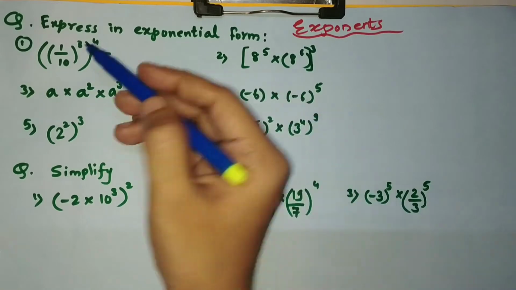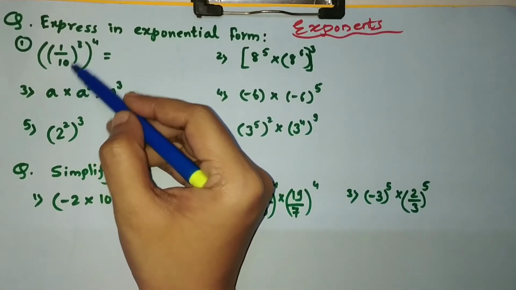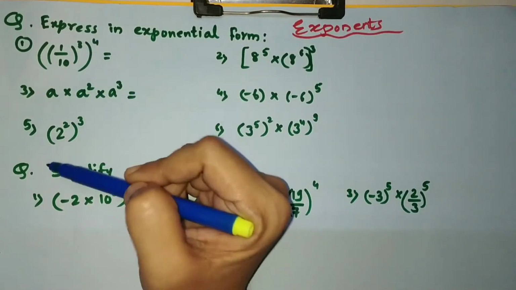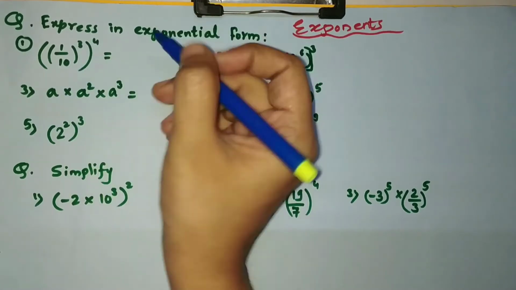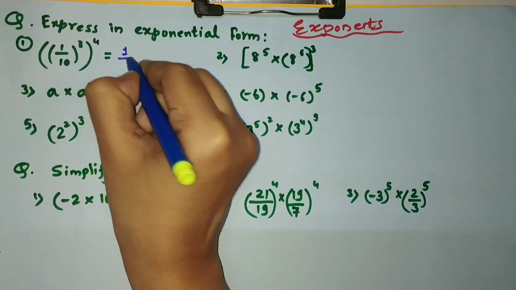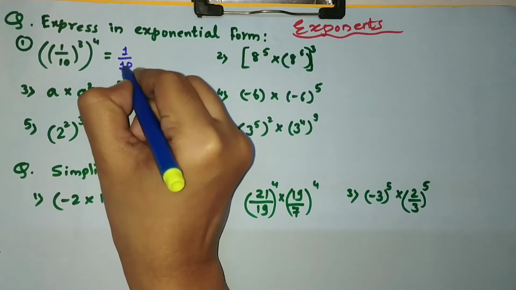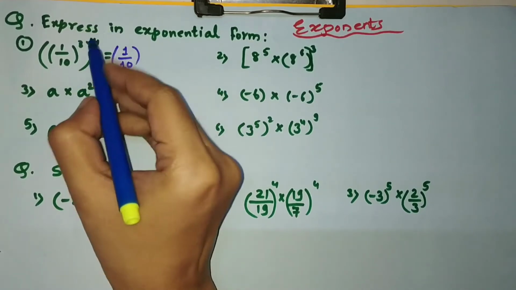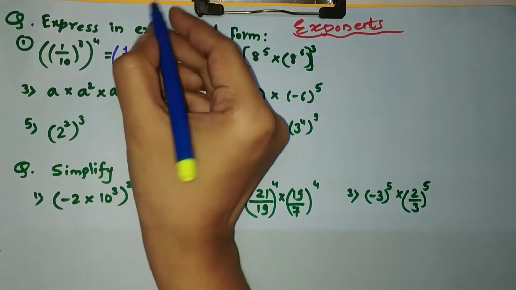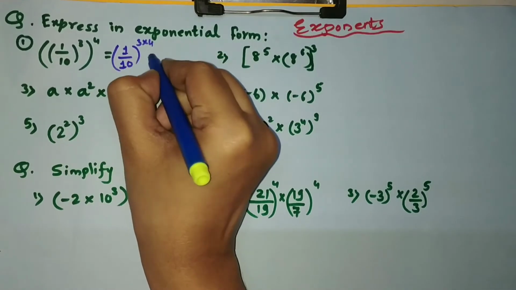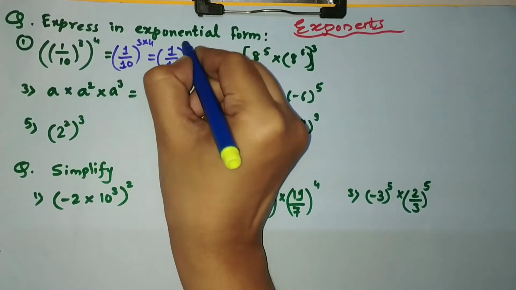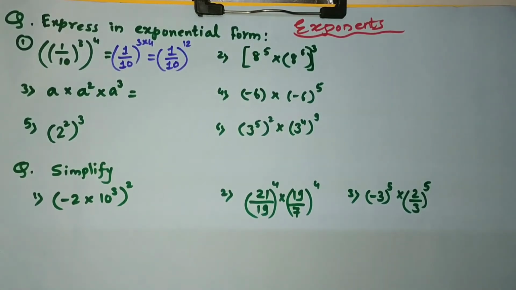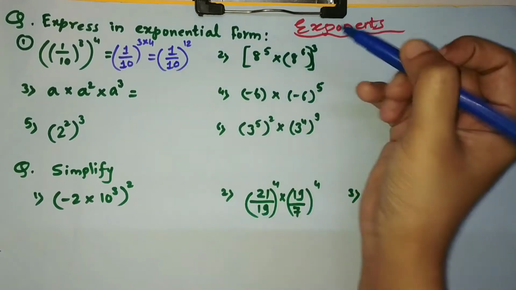So let's start. First of all, we are having (1/10)^3 to the power 4. So here basically we are having a power of a power. So friends, we know that when you are having a power of a power, you just need to write down first of all 1/10, and then you need to multiply the powers, this 3 into 4. So that is (1/10) to the power, 3 fours are 12. In this way we'll write it here.